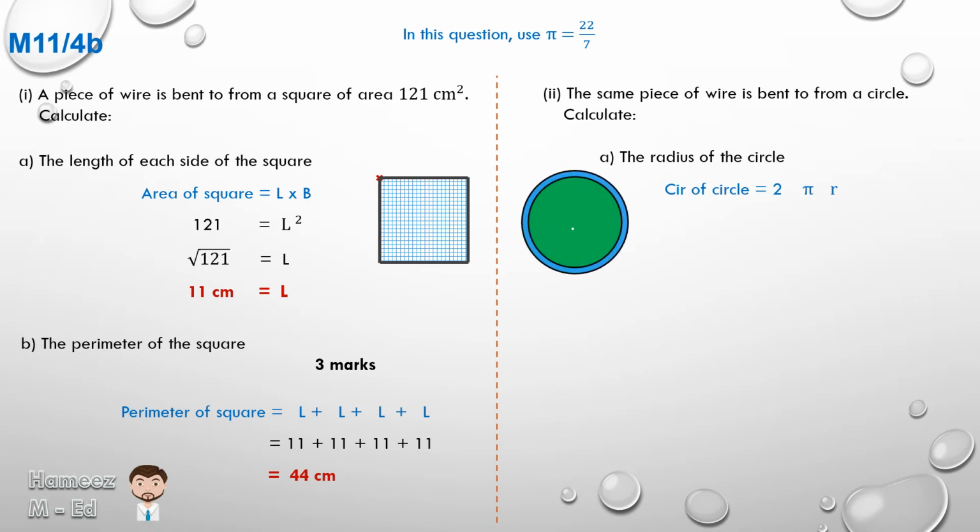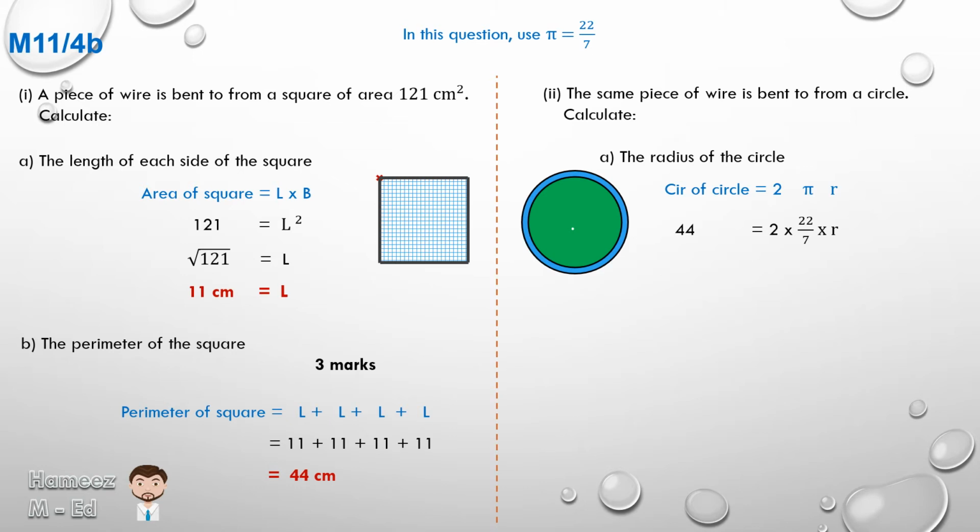And what do we know? We know that the circumference is 44 centimeters because it's the same piece of wire. So we had it as a square, which was 44 centimeters long. We straightened it out, and then we bent it back to form a circle. So it's the same length of wire, so it's still 44 cm. And 44 cm is equal to 2 times 22 over 7, that's pi, which they gave us on top, times r. So if we want to find r, we can carry those things across.